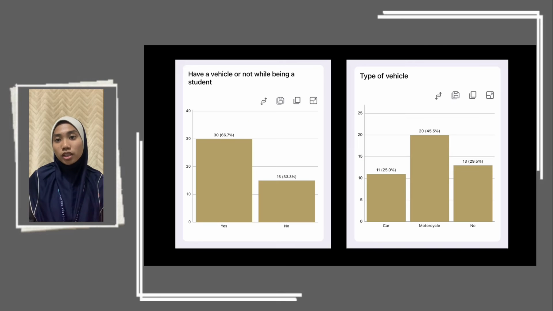For the next question: while being a student, do you have a vehicle or not? For yes, 30% have a vehicle. For no, it is 50 respondents. Okay, for the type of vehicles, car is 11%. Next, motorcycle is 20 students. For no vehicles is 13 students.